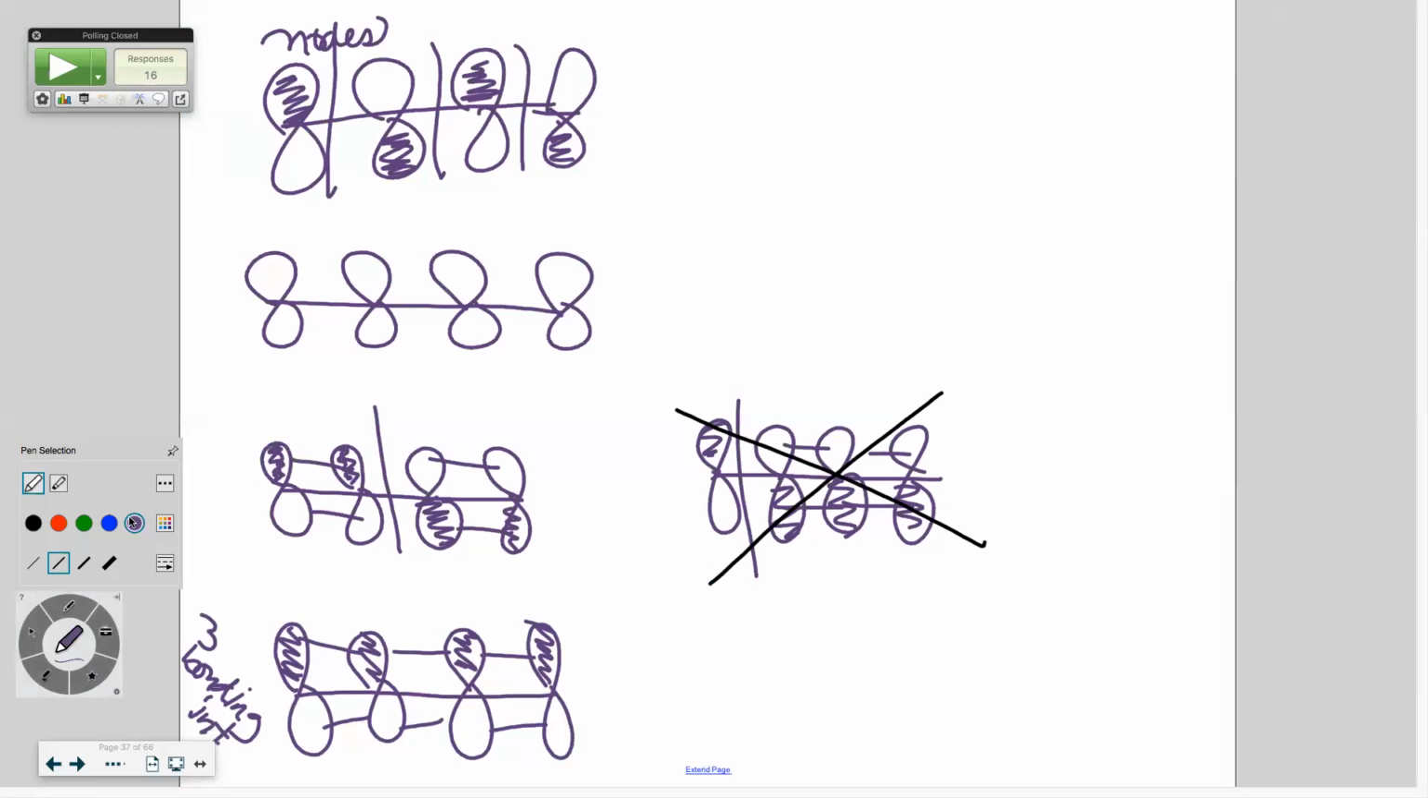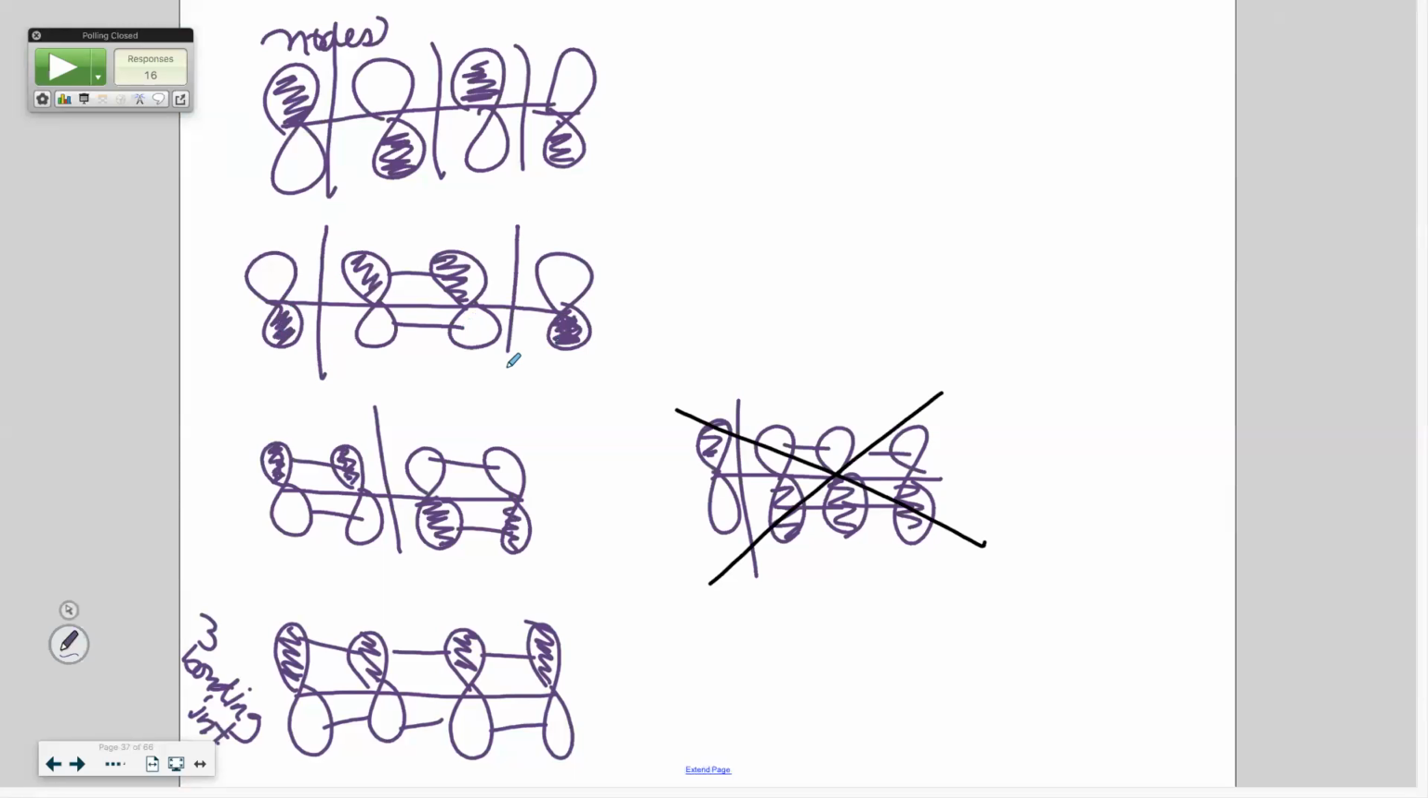Okay, so what should we do? Okay, that gives us a bonding interaction. And then what do we got to do with the ones on the outside? Opposite. So this one will be down and this one will be down. And I bet you can color that in a whole lot nicer on your little papers. Okay, so notice we have 2 nodes and 1 bonding interaction.